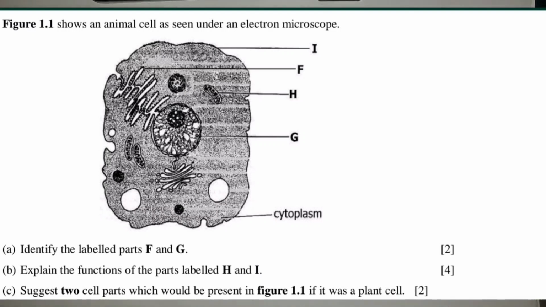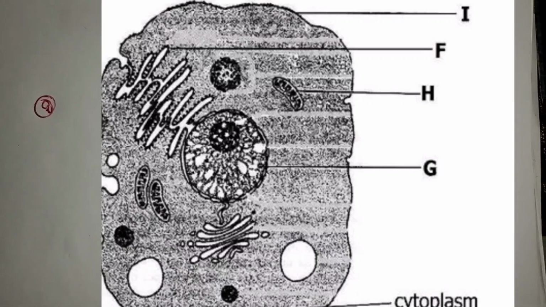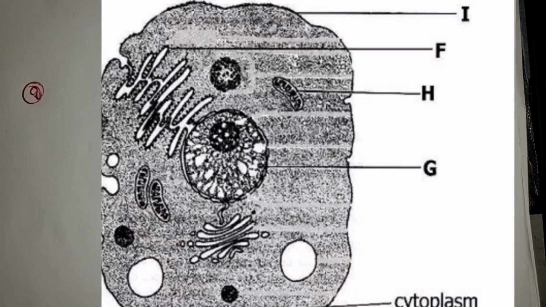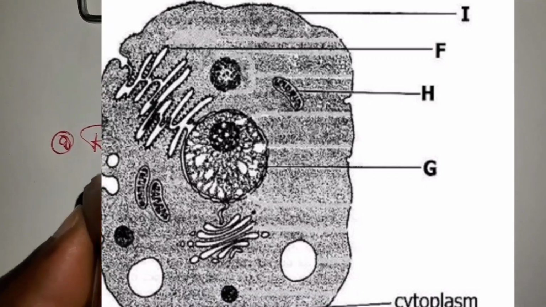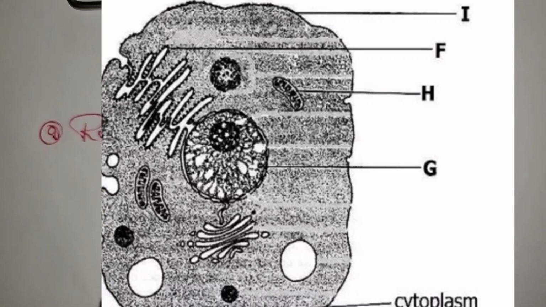2016 paper 2 question 1 is under cells. Okay, so the question reads, figure 1.1 shows an animal cell as seen under an electron microscope. So everything is detailed and everything is labeled there. The first question is saying, identify the labeled parts F and G. If you look at F, those are endoplasmic reticulums, but because it has ribosomes, it will be rough endoplasmic reticulum.